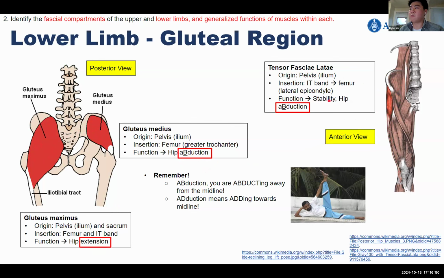This is mainly for stability of the lower limb and the gluteal region, as well as hip abduction. And I just want to remember that abduction is you're abducting away from the midline. So like, oh my gosh, the aliens are abducting my leg away from me. That's the way I remember it. And then adduction means that you're adding towards the midline, like you're adding yourself back together. And this gentleman over here is showing off his moves and fully abducting his leg up into the air. Just something to remember.